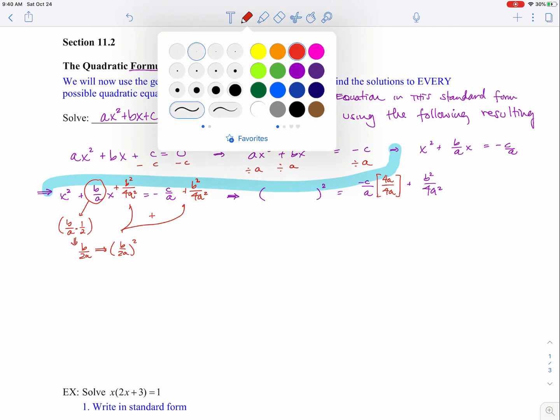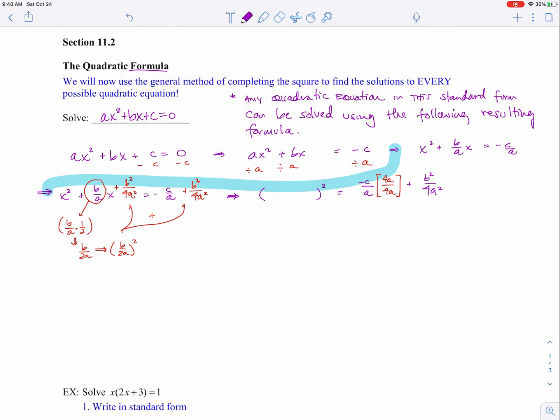On the left side, remember that that perfect square is always going to factor as x plus whatever half of that linear term coefficient was. So this is b over 2a. There it is. So what do we have? Well, we have a mess. Let's clean this up. This is x plus b over 2a squared is equal to negative 4ac plus b squared all over the common denominator of 4a squared.